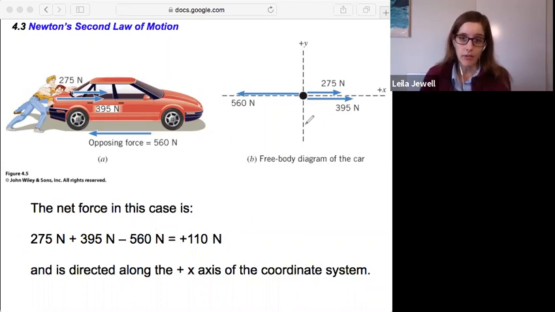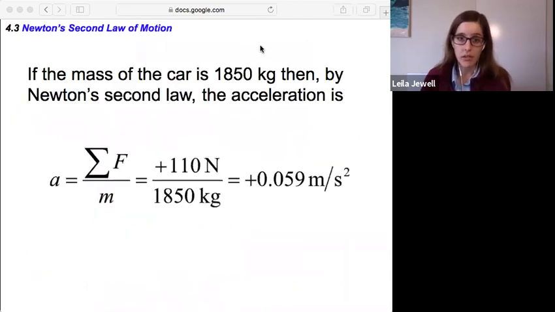Cool, so we found out that the net force is to the right in the positive x direction. What does that mean in terms of acceleration? Well, once we can find this net force, where we know that this is equal to the sum of all the forces, then we can relate that to the acceleration if we just know the amount of mass that the car or the object has. So if the mass of the car is 1850 kilograms, then by Newton's second law, the acceleration can be calculated with the net force divided by the mass. Positive 110 newtons divided by 1850 kilograms, and that comes out with this acceleration, positive 0.059 meters per second squared.